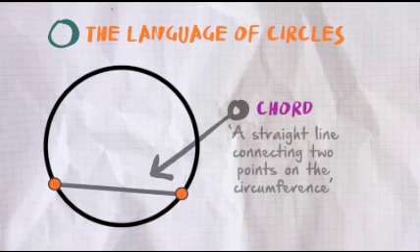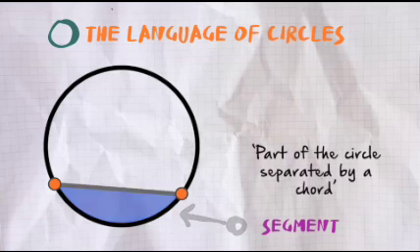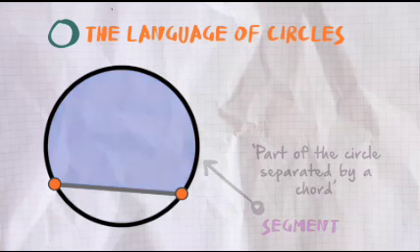A chord is a straight line that connects 2 points on the circumference. It's just a straight line going across your circle. And the chord creates 2 segments. You can see them highlighted in blue there.